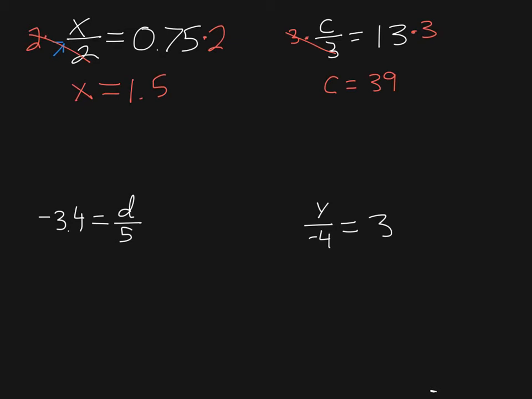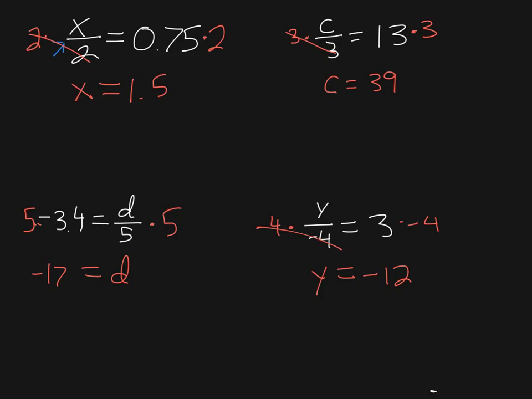Down here, now don't get tricked just because our variable is on the right side. We still look at this that says d divided by 5, inverse operation is times. Times 5 over here, 5 times negative 3.4, that gives us negative 17. D equals negative 17. Positive times a negative. Now, our last example, y divided by negative 4, same thing, inverse operation times negative 4. Times negative 4, y equals negative 12.